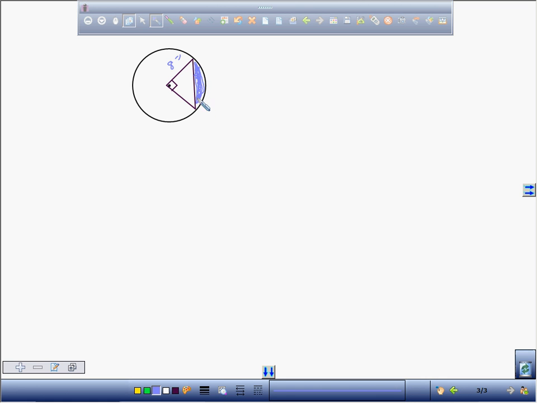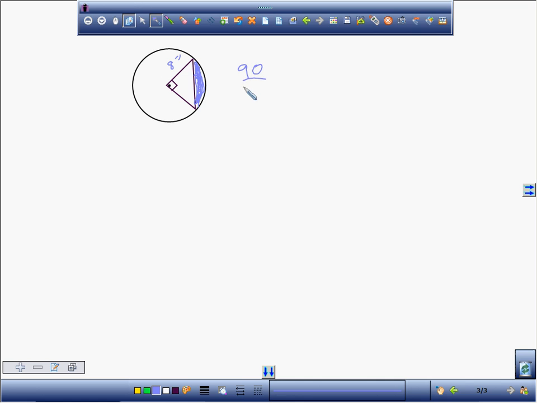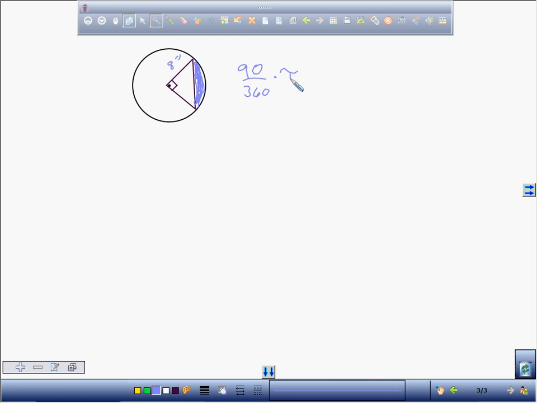Can anyone tell me how I would find the area of that piece? Right there? How would I find the area of that piece? Go ahead, Matt. So you would take 90 out of 360, 90/360 times pi R squared, in this case R is 8. So 90/360 times pi 8 squared minus what? 8 times 8. Perfect.